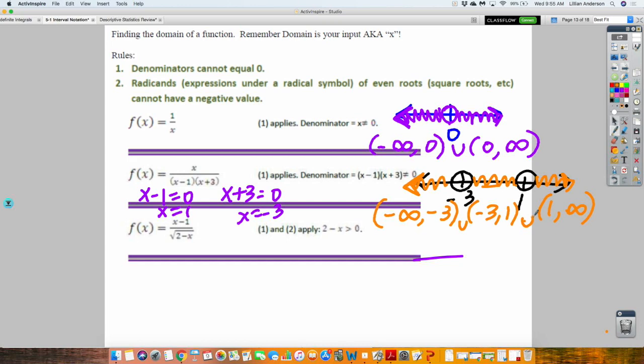Negative numbers. You cannot take the square root of negative numbers. So if you have a radical, then whatever's underneath the radical, you have to set that greater than or equal to 0.